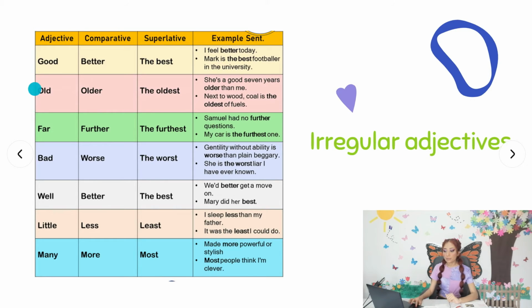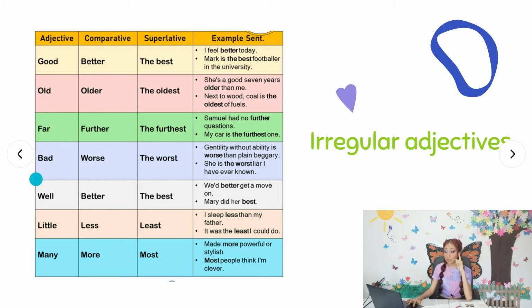What about old? If we have old, in comparative, it will be older. And in superlative, it will be the oldest. That's okay, right? Far. Far in comparative is further, and in superlative the furthest. Okay, that's nice, right?